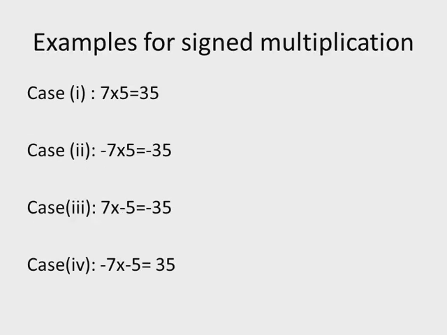Examples for signed multiplication, we have four cases. Case 1 is multiplication between two positive numbers and the product is also a positive number. Case 2 and case 3, multiplication between positive and negative numbers, the resultant product is a negative number. Case 4, multiplication between two negative numbers and the product is a positive number.